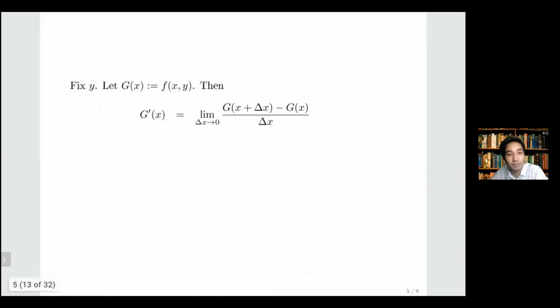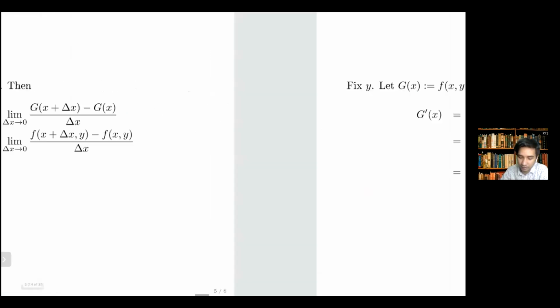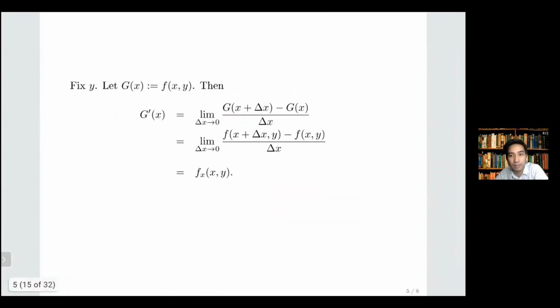So by definition, this is the limit of g of x plus delta x minus g of x all over delta x as delta x goes to 0. That's our definition of the derivative, right? But because of the definition of g, this is just the same as the limit of f of x plus delta x comma y minus f of x y all over delta x as delta x goes to 0. And this is, of course, precisely the definition of f sub x.